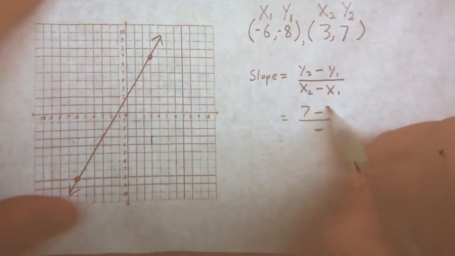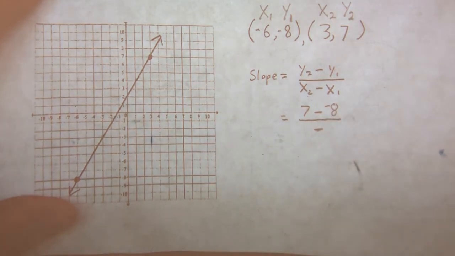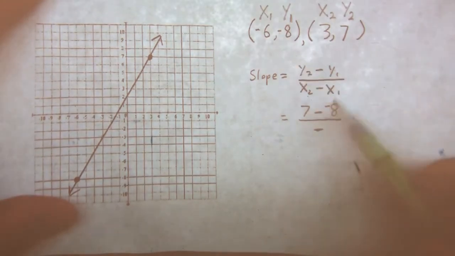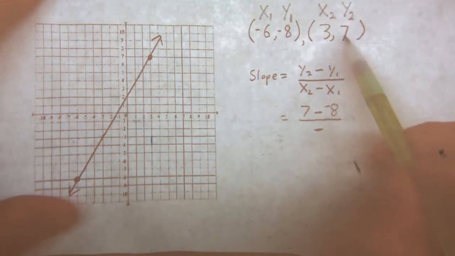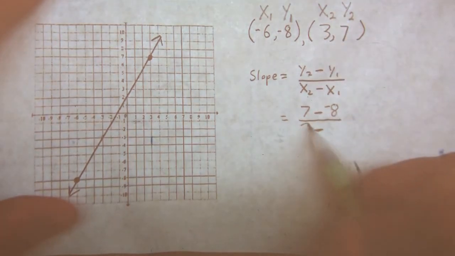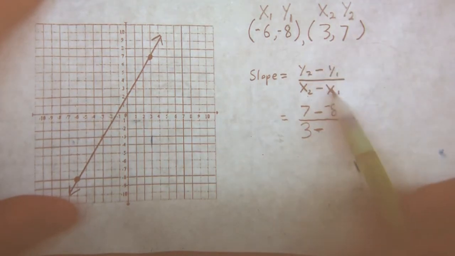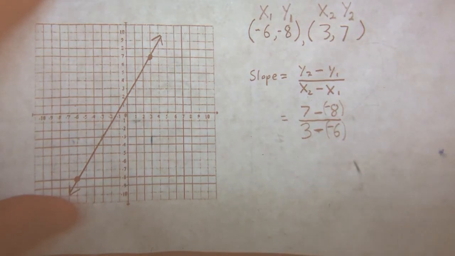Now notice, y1 is negative 8, so we don't want to just put one subtraction or one negative sign. This subtraction comes from the equation. This negative is coming from the coordinate. And then here, x2 is 3. This subtraction is already there, minus x1, so I plug in negative 6. If you want to put those in parentheses, you can. I'll go ahead and do that. You don't have to, but it's nice to do that.